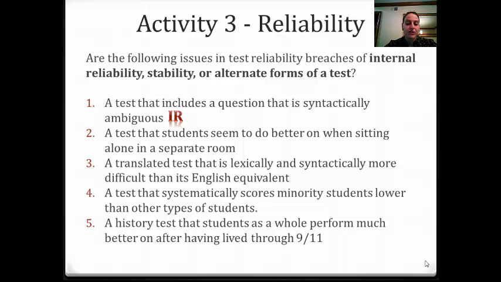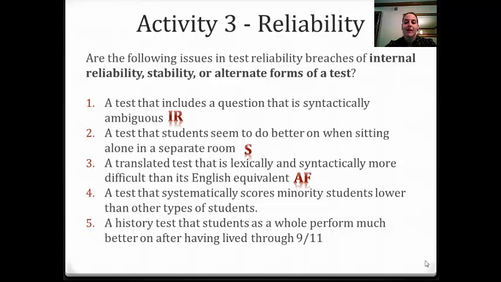Okay. Number 2, a test that students seem to do better on when sitting alone in a separate room. Okay. That would represent stability. Remember, stability are outside factors affecting a student's performance on the test. Number 3, a translated test that is lexically and syntactically more difficult than its English equivalent. That would be alternate forms of a test and the reliability that is connected to that alternate form.